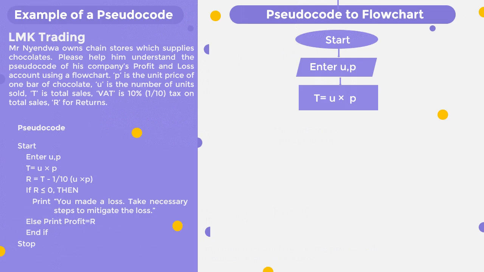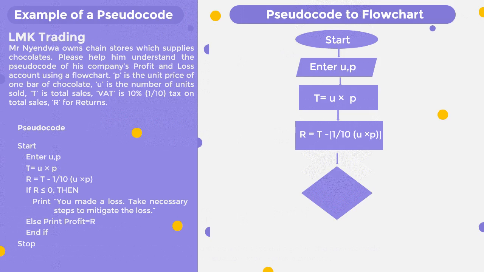Let's see another stage that is coming next. Okay, again, it is a rectangular box. Oh, we want to find the returns. Now, how do we find the returns? We subtract the tax from the total sales. That's where you see T minus 1/10 times U times P.